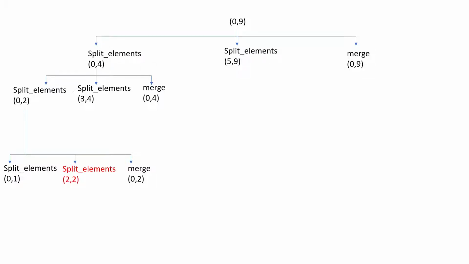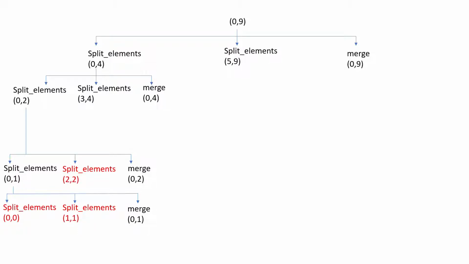Again we split index 0 to 1 into 3 parts, that is index 0, 1 and merging them. Here all the left side elements, that is all the elements before the mid, are split, or we have to merge them. How to merge them, we will see afterwards.